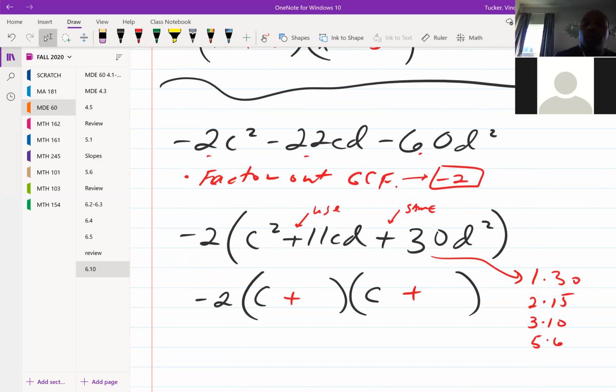So we need the factors of 30 that will add together to give us 11 because our signs are the same. And that will be 5 and 6, but don't forget the fact that we have a d back here too. So it's going to be 5d and 6d. And that would be your whole factorization, or complete factorization.